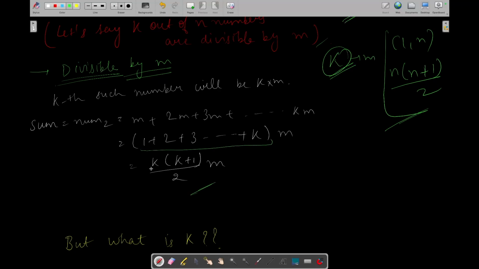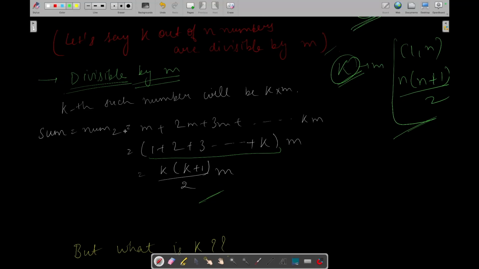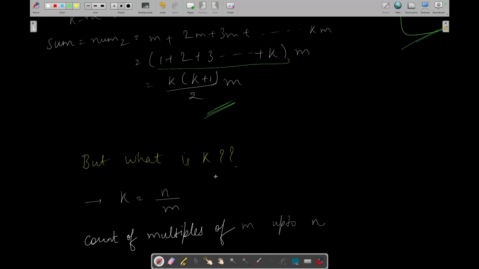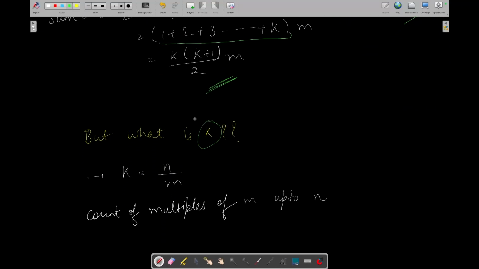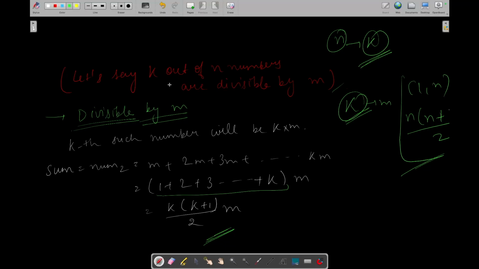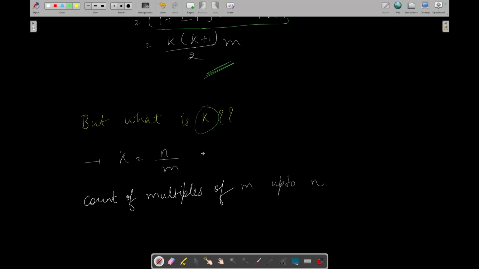So we can write it as k into (k plus 1) by 2 into m. So our num2 is this. But what is this k? How will we get to know what this k is? We have just assumed that, let's say, k out of n numbers are divisible by m. But how will we know how many numbers from n are divisible by m? So k will be n by m.